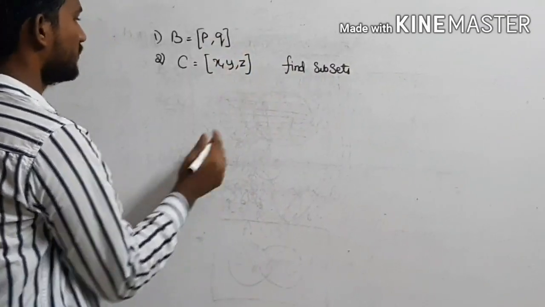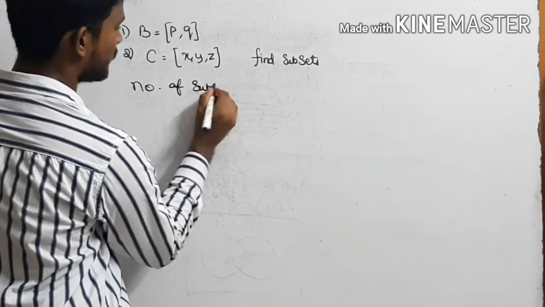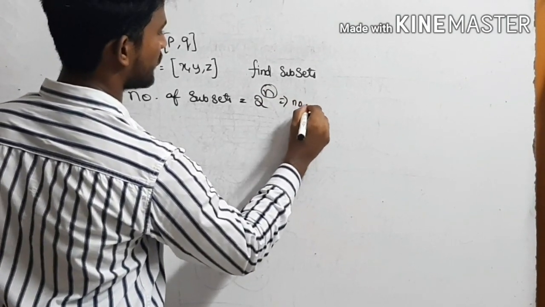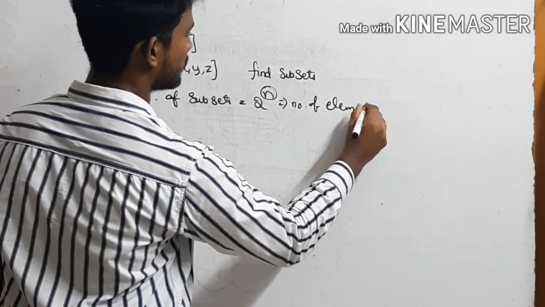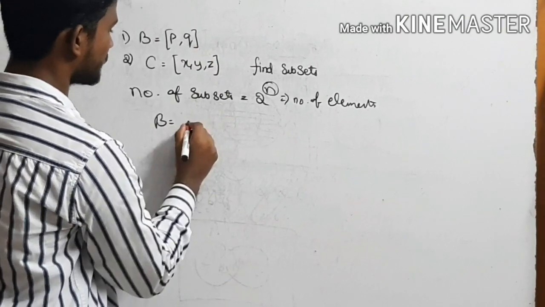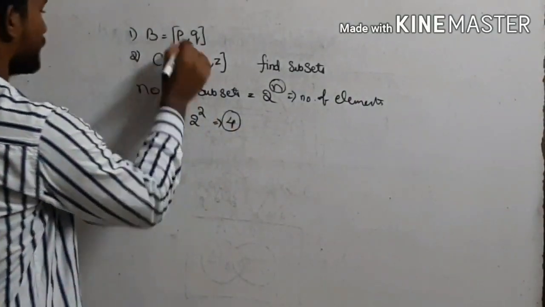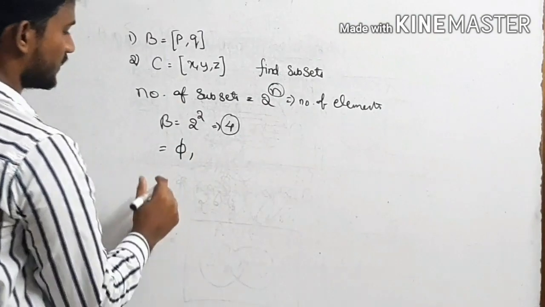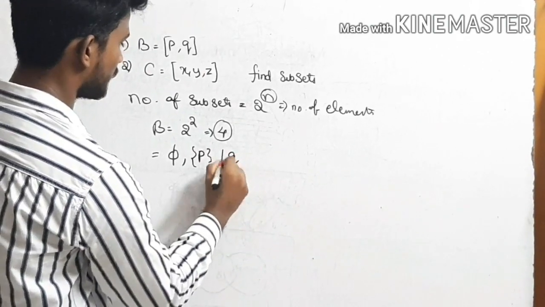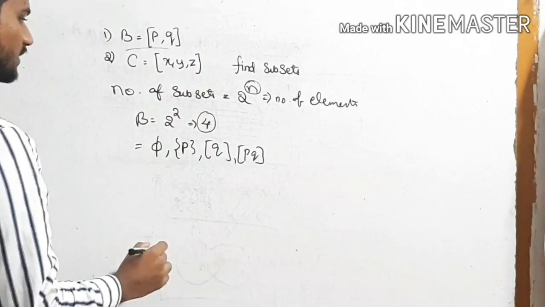B equals P, Q, C equals X, Y, Z. Find the subsets of both of them. First, for the number of subsets we have the formula 2 power n, where n is the number of elements present in the set. B has 2 elements, so 2 power 2 equals 4 subsets. We write the empty set as the first subset, and then P, Q, PQ, the 4 subsets of B.